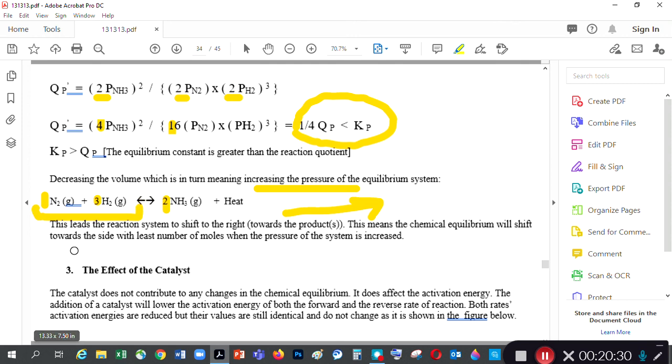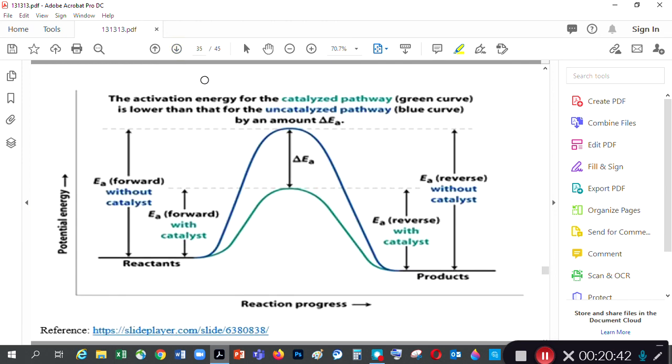We'll come back to the effect of catalyst. Well, the catalyst has really no effect on the chemical equilibrium. What it really does, as we will see from the figure here, is affect the rate of the reverse reaction as well as the rate of the forward reaction in the same magnitude. So let's look at this blue curve here. This is without a catalyst.